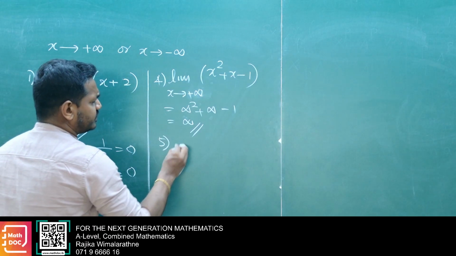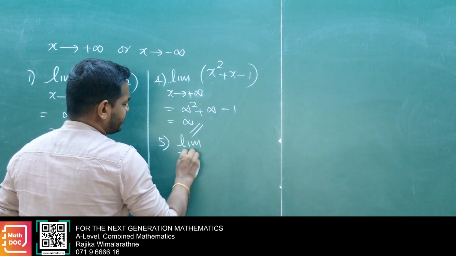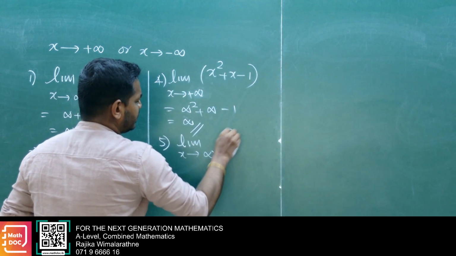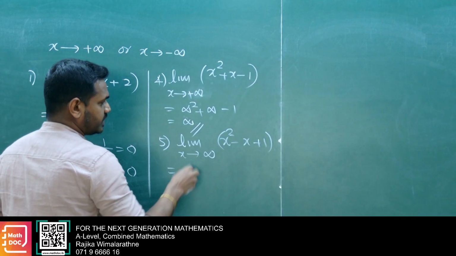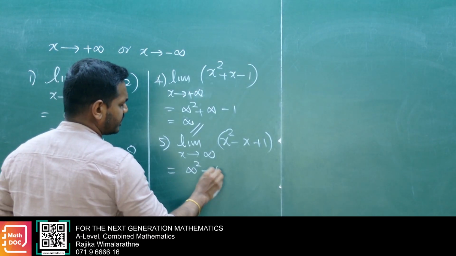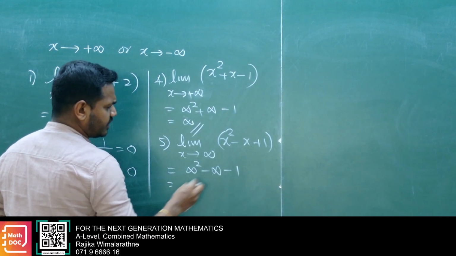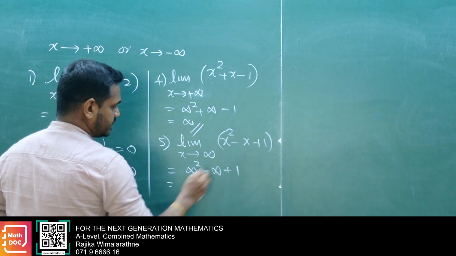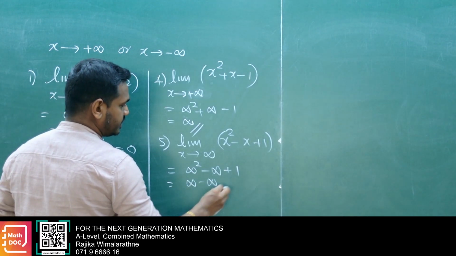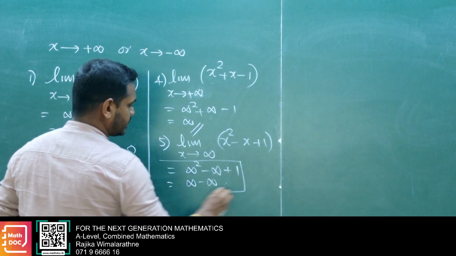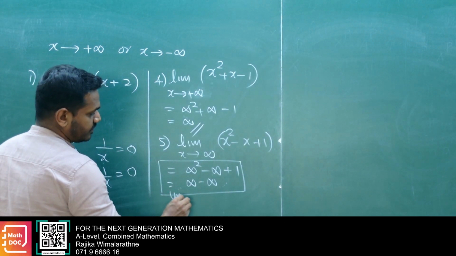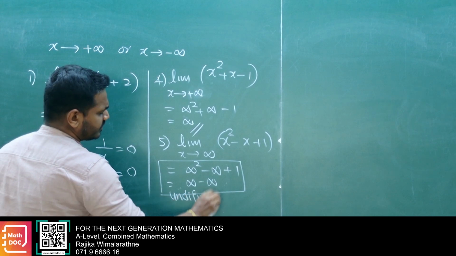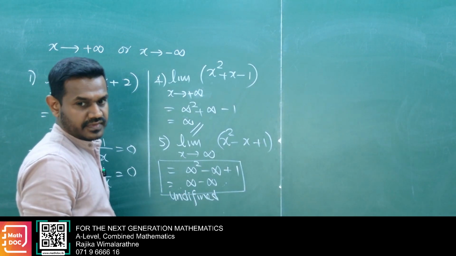Question number 5: limit as x goes to infinity of x square minus x plus 1. Let's see what will happen here. Substitute infinity: infinity square minus infinity means infinity minus infinity. This is undefined. Then that path is not okay. Infinity minus infinity is undefined.